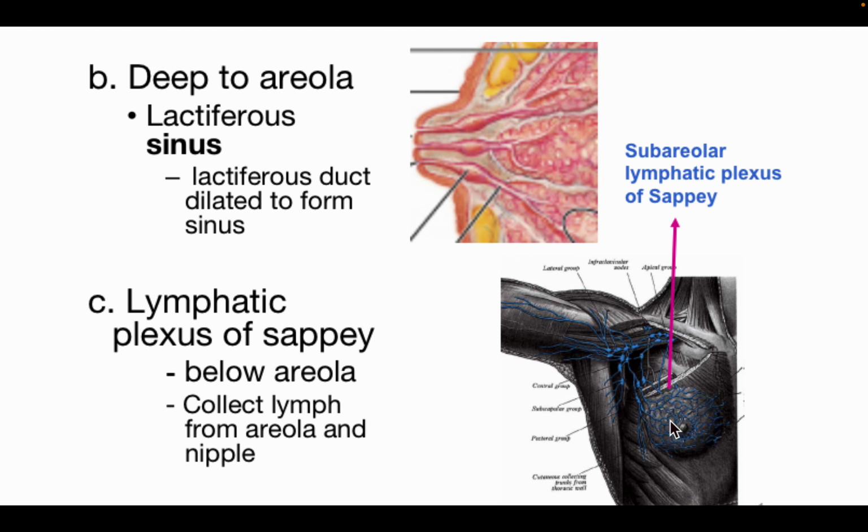And one more important term is the lymphatic plexus of Sappey, which is below the areolar area, and it helps in collection of the lymph from the areola as well as from the nipple area. So can you see here, this is known as the plexus of Sappey.